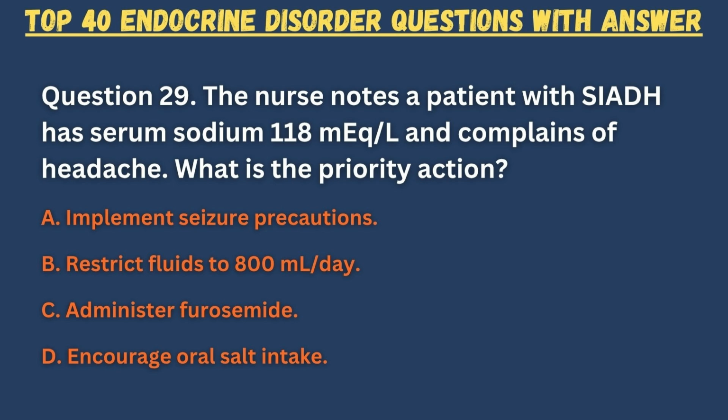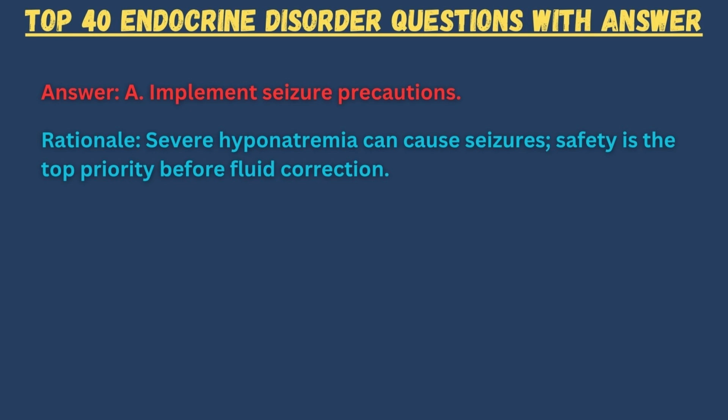Question 29. The nurse notes a patient with SIAD has serum sodium 118 milliequivalent per liter and complains of headache. What is the priority action? A. Implement seizure precautions. B. Restrict fluids to 800 milliliters per day. C. Administer furosemide. D. Encourage oral salt intake. Answer: A. Implement seizure precautions. Rationale: Severe hyponatremia can cause seizures. Safety is the top priority before fluid correction.